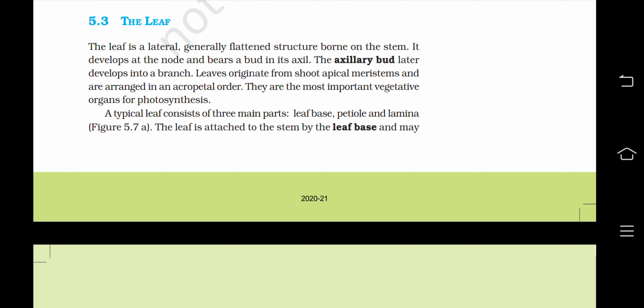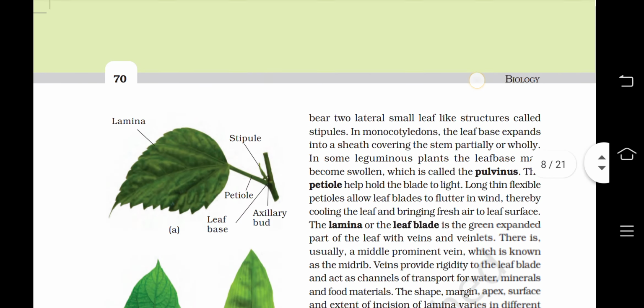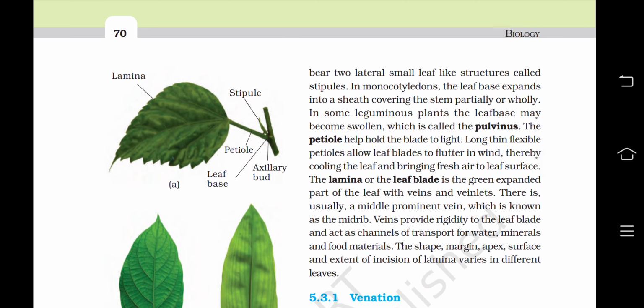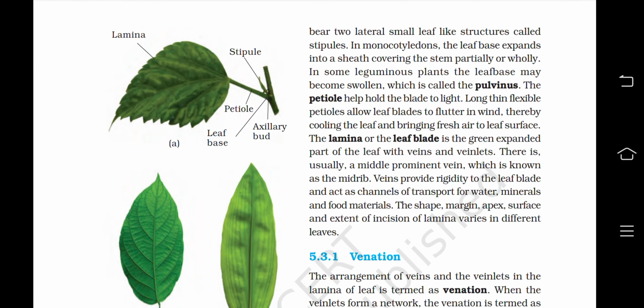So a typical leaf consists of three main parts: leaf base, petiole and lamina. The leaf is attached to the stem by the leaf base and may bear two lateral small leaf-like structures called stipules. In monocotyledons, the leaf base expands into a sheath, covering the stem partially or wholly. In some leguminous plants, the leaf base may become swollen, which is called the pulvinus.